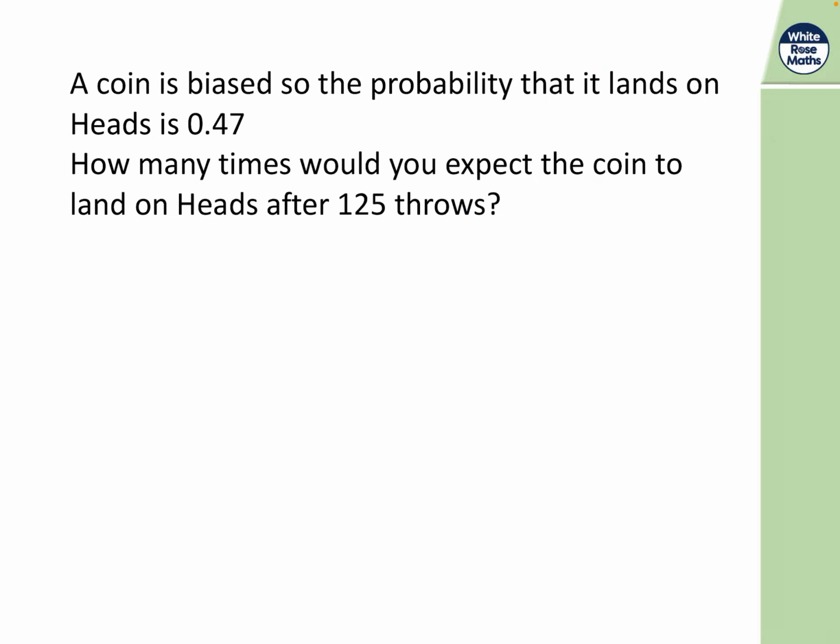A coin is biased, okay, so this one, we're not getting an equal probability of it landing on heads and tails. This coin's biased, so the probability that it lands on heads is 0.47. How many times would you expect a coin to land on heads after 125 throws? Again, we do the same thing, except our probability is a decimal now, but that's fine.